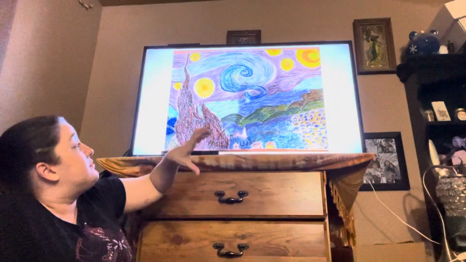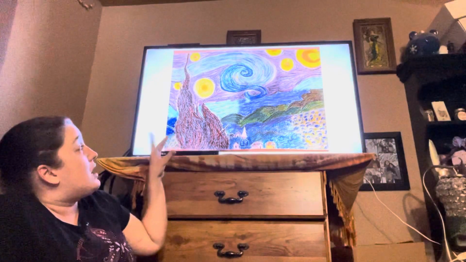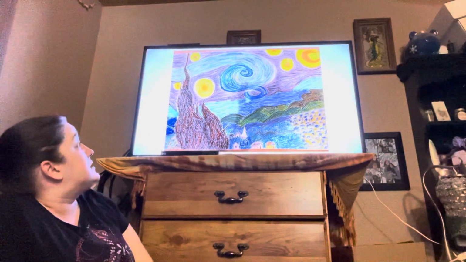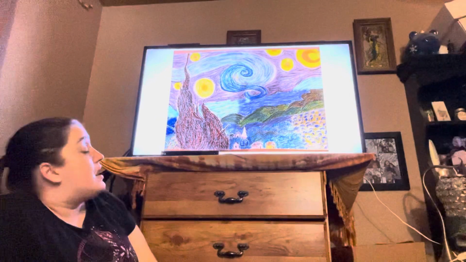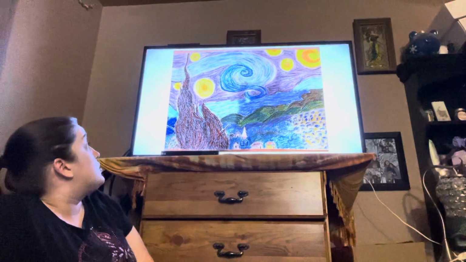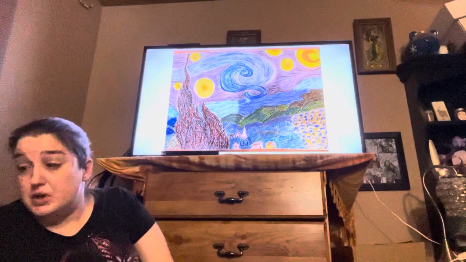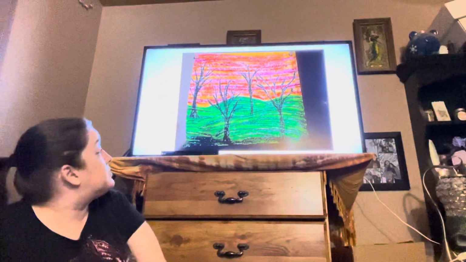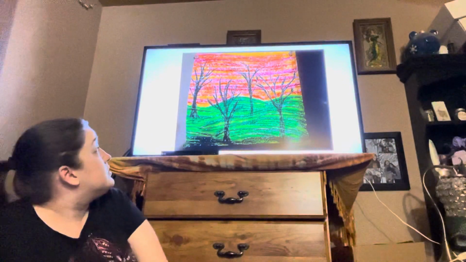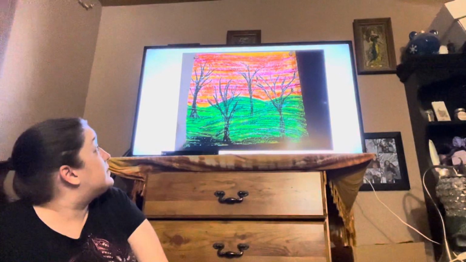And your eye blends it together. This is done with pastels. And with this kind of art, you don't blend. It's on its own, so it puts it together. So that's one example. Here's just basic trees and hills. You can tell it's kind of, I think, expressive.